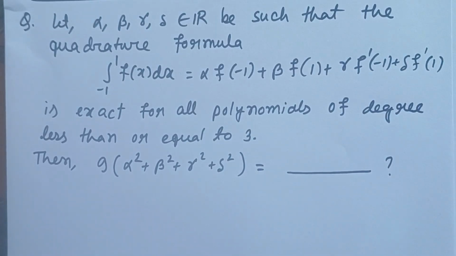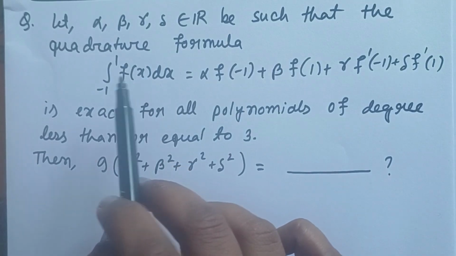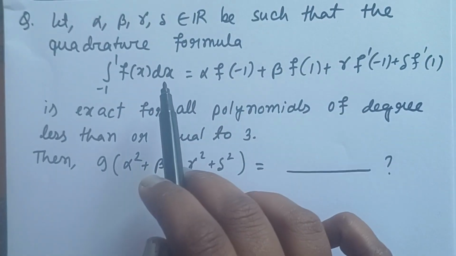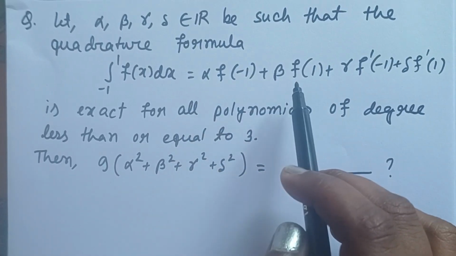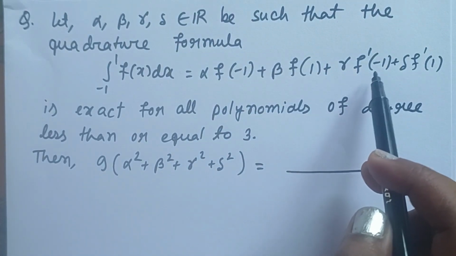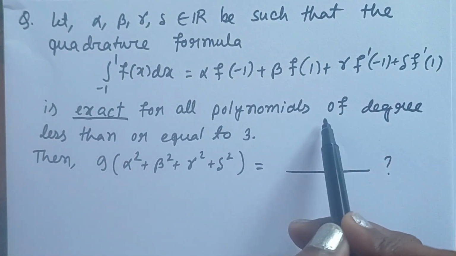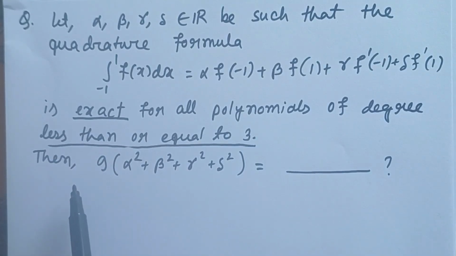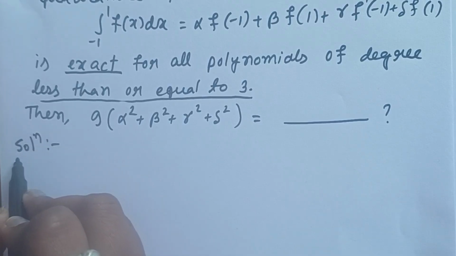Hello, today we will solve another question of GATE 2025, that is: if alpha, beta, gamma, delta are four real numbers such that the quadrature formula, integration from -1 to 1 of f(x) dx equals alpha f(-1) plus beta f(1) plus gamma f'(-1) plus delta f'(1), is exact for all polynomials of degree less than or equal to 3, then we have to find the value of 9 into (alpha square plus beta square plus gamma square plus delta square). So let's start the solution.